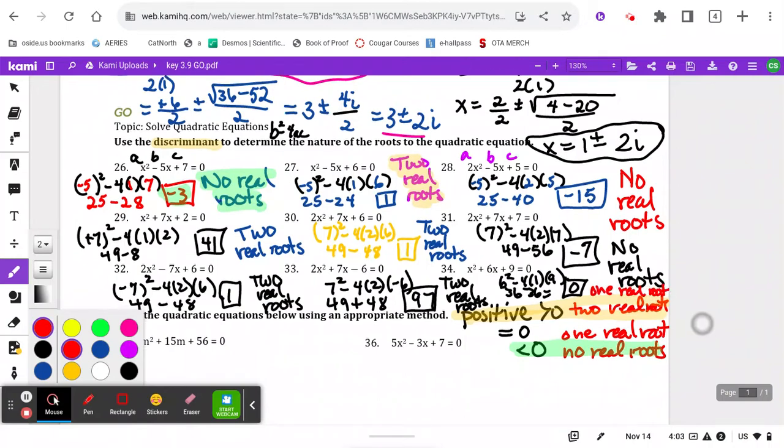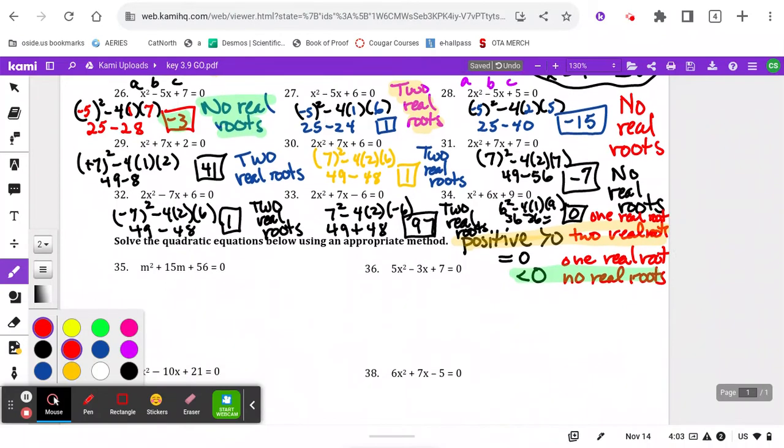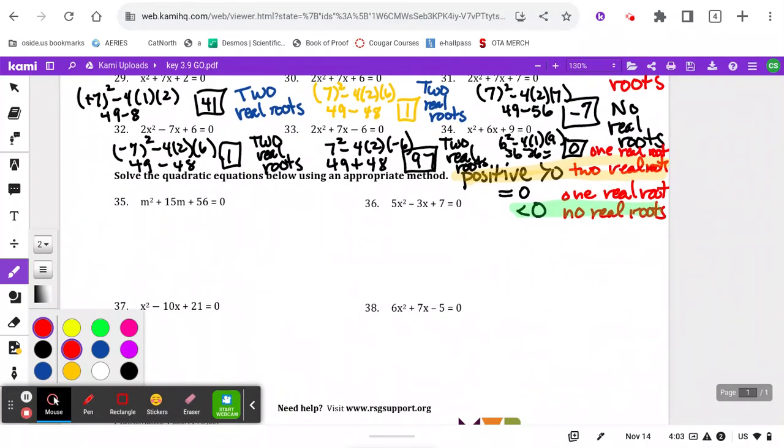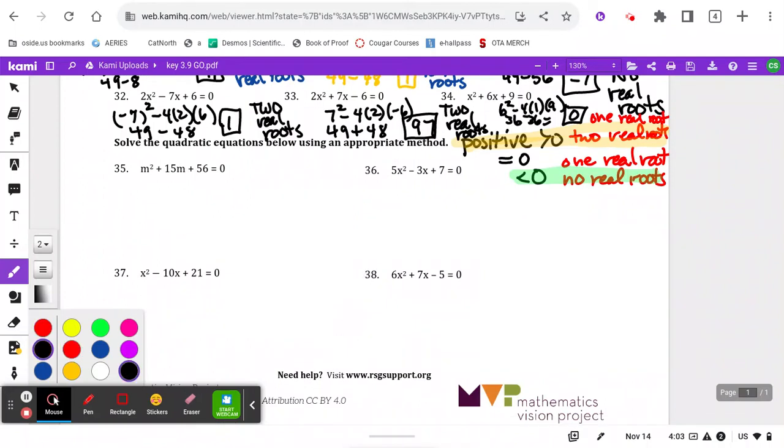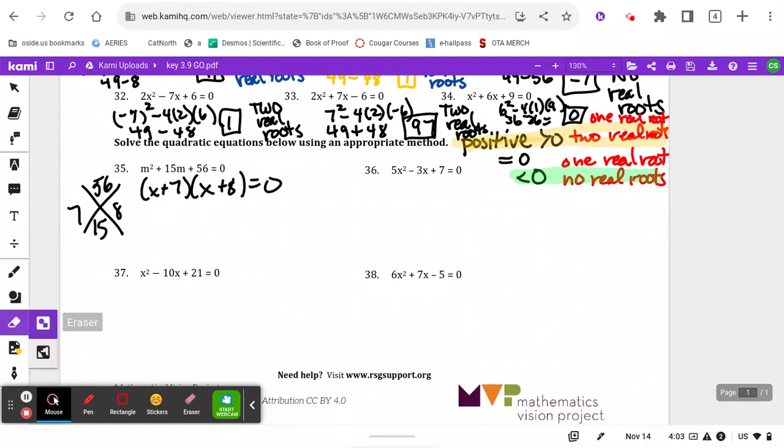So this middle section only wanted you to calculate the discriminant and only determine the nature of the roots. That's it. How'd you do? Now the last one says solve the quadratics using the appropriate method. We know to try factoring first to see if it works. Yes, it does. And if factoring doesn't work, you can use the full formula or complete the square method.